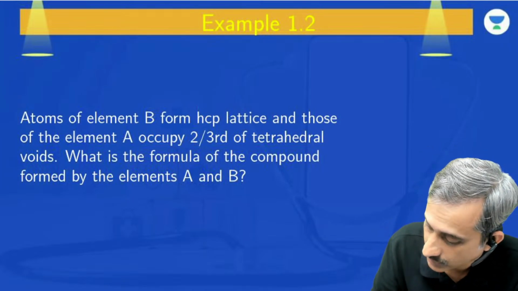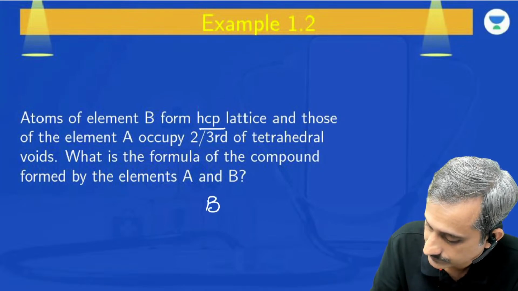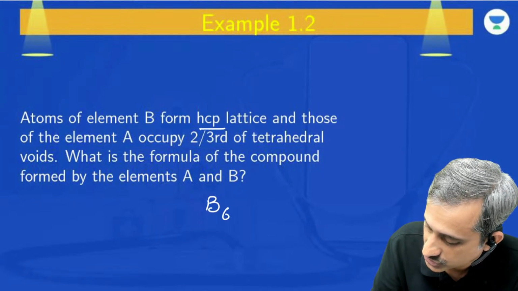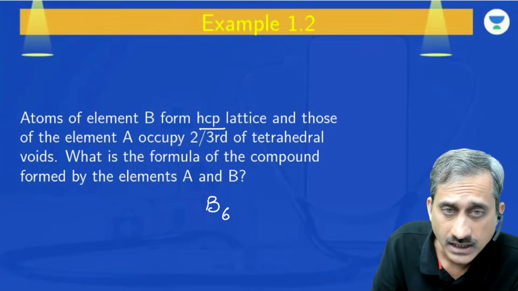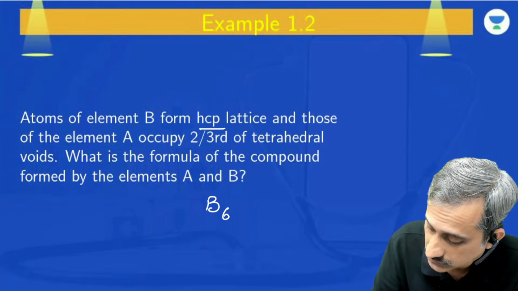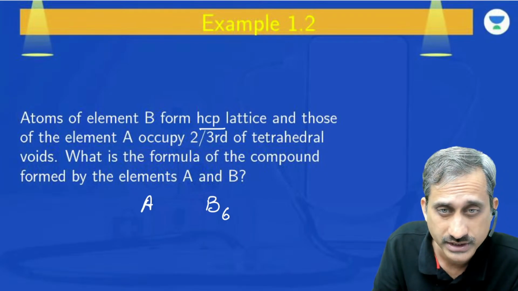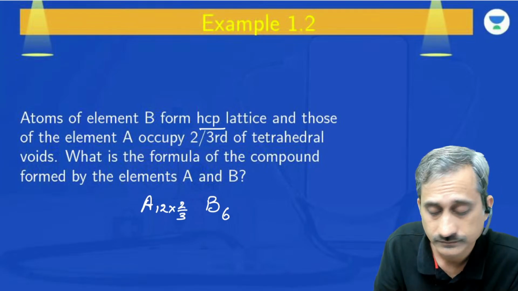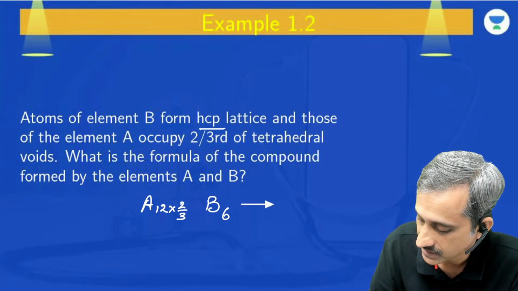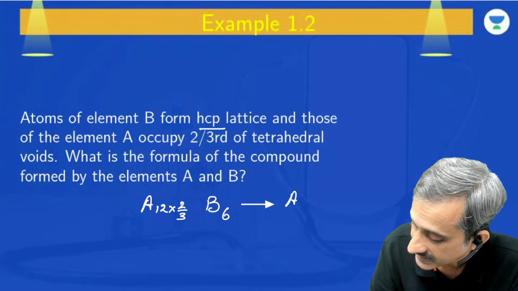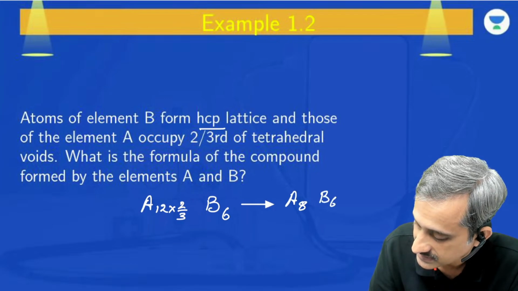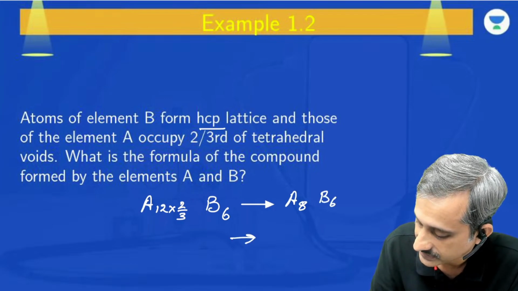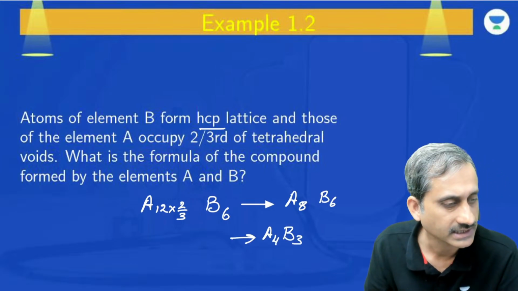Atoms of B form an HCP lattice. HCP lattice has a contribution of 6, so B is 6. And those of the element A occupy two-thirds of the tetrahedral voids. Now, tetrahedral voids are double the number of particles, so it is going to be 2 by 3 of 12. So this becomes A8, B6. And when you simplify it, it becomes A4, B3. Any confusions?